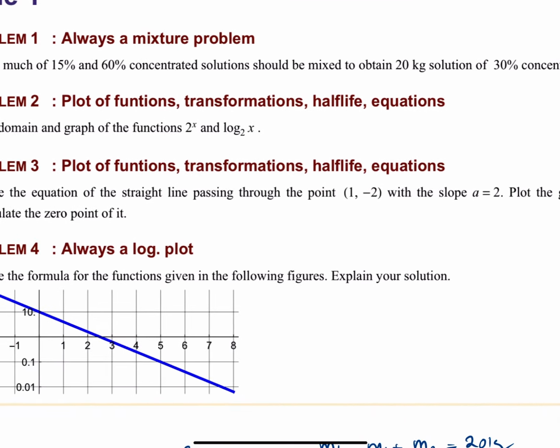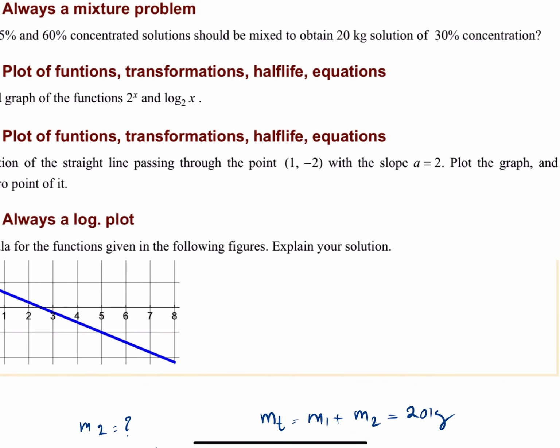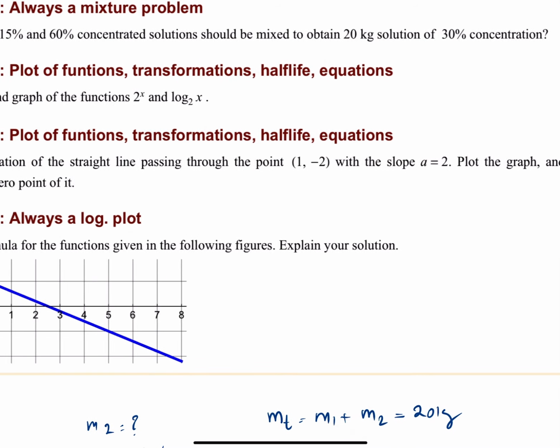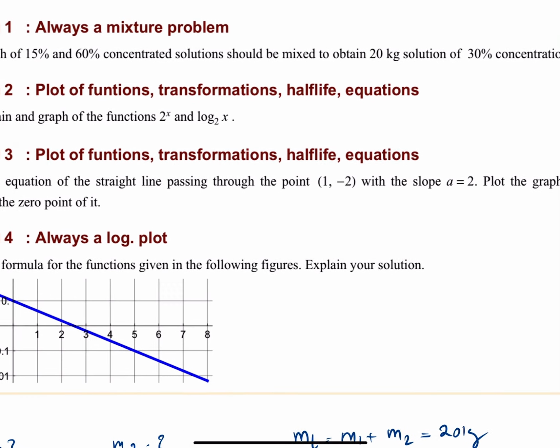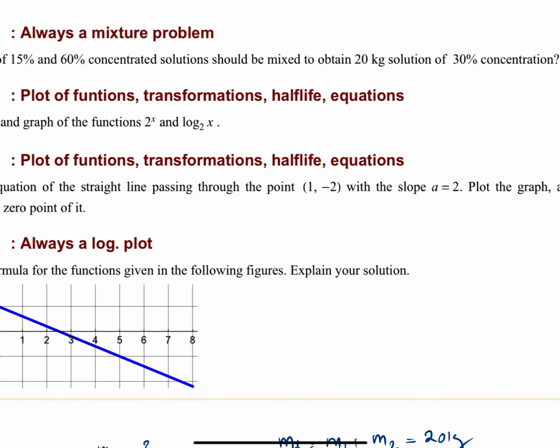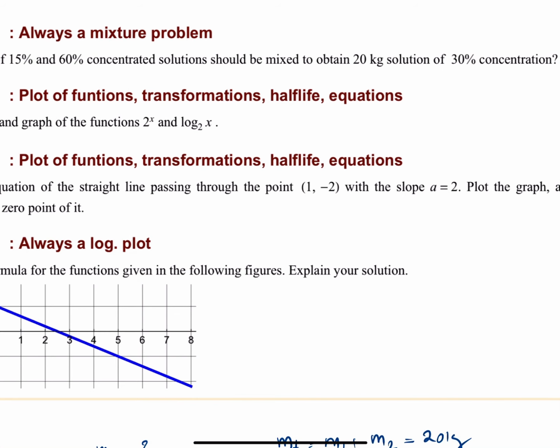In question 3, plot the function and find the transformation and half-life equation. Write the equation of a straight line passing through the point 1 and minus 2, and the slope is 2. Then calculate the 0 point, also very easy. It is one of the easiest questions, because if, for example, I want to draw this, I find these points first.